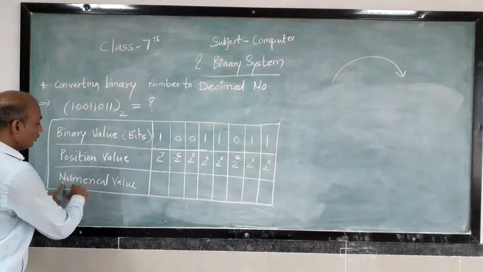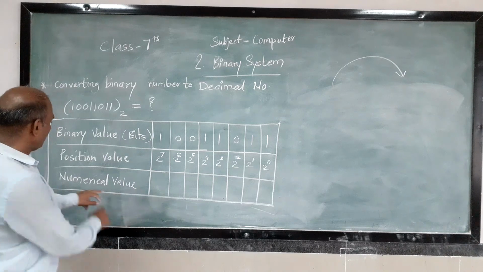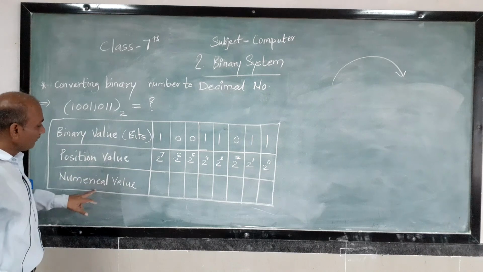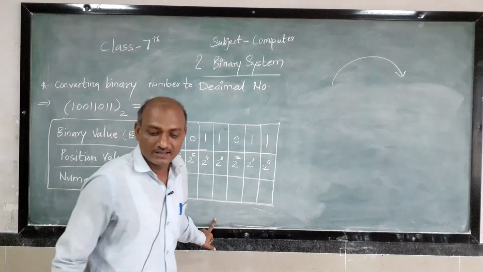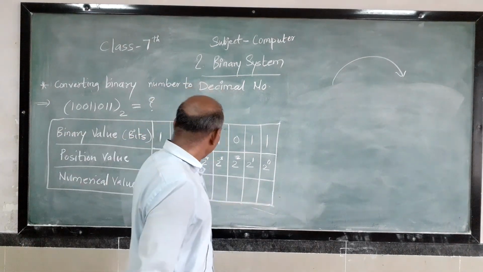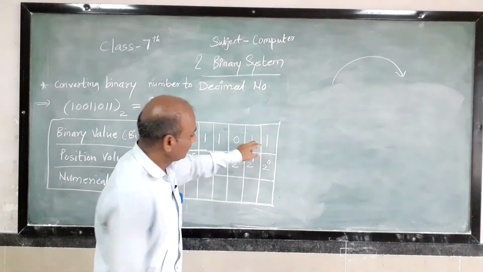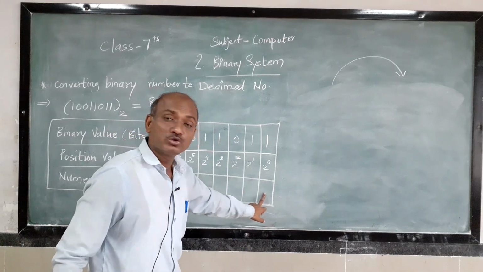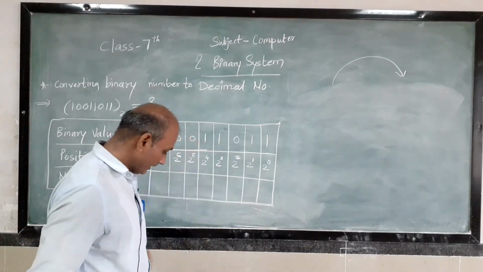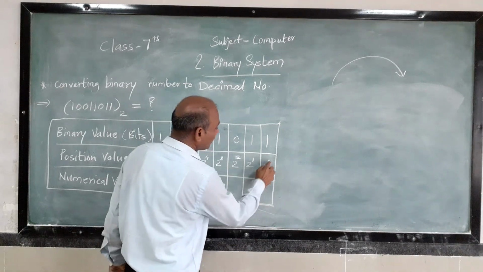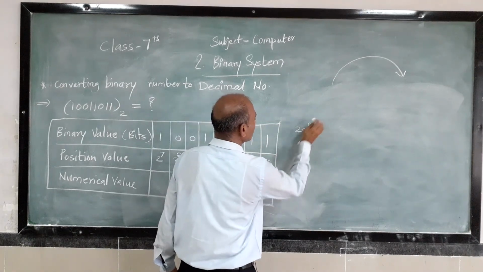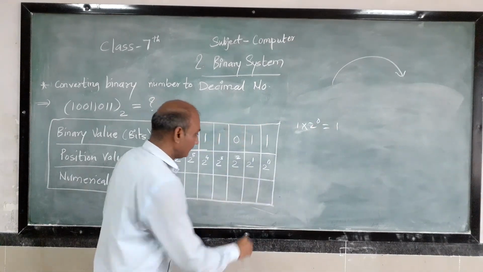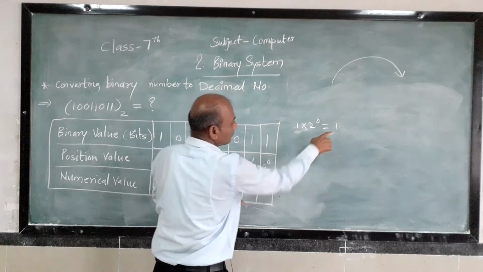Now, what is their numerical value? For these bits and position values, we have to calculate their product, and that numerical value we write here. Understand? How do we write it? See. 1 into 2 raised to 0. We write 1. Their product is 1.